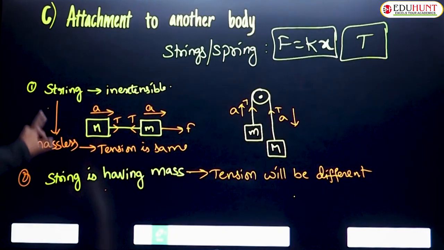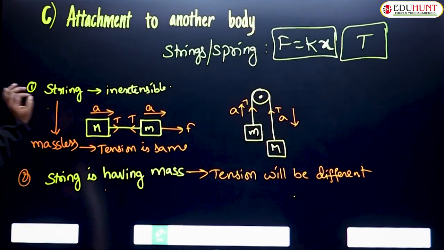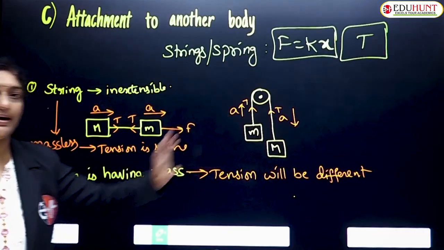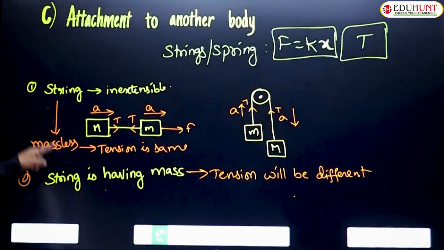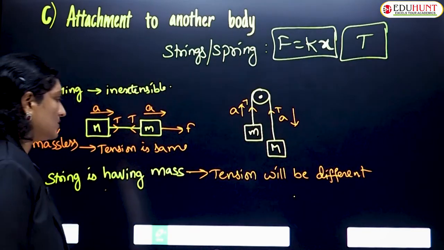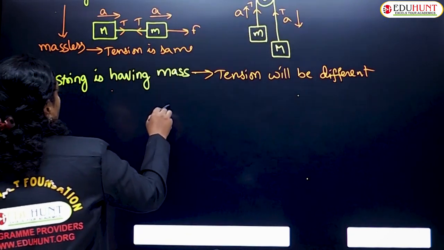I hope this is clear. String inextensible, acceleration of both the blocks will be the same. Whether the string is inextensible, and whether it is massless: if the string is massless, tension is the same at every point. But if the string is having mass, tension will be different at different points. So for this, let us try to understand with a proper example.